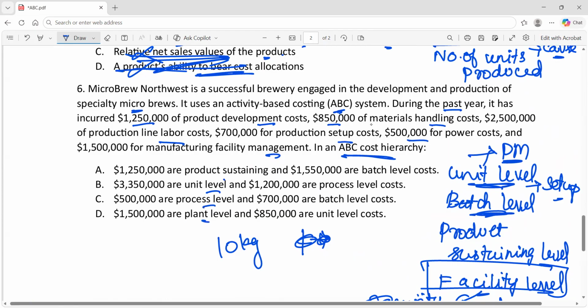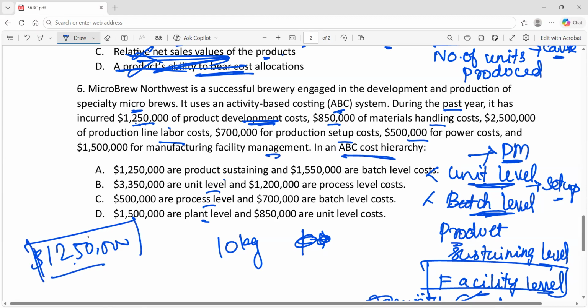So first we have, during the past year it has incurred 12 lakh 50,000 for product development cost. First, what is this product development cost? 12 lakh 50,000. Is it a unit level? No, it is not incurred on a unit level basis. Is it a batch level? No, but it is a product level cost or product sustaining level. Why? Because you have spent 12 lakh 50,000 just because of producing the product. If you're not producing that product, you're not going to spend the development cost. So this is a product level cost or product sustaining cost. So 12 lakh 50,000 is a product sustaining cost.